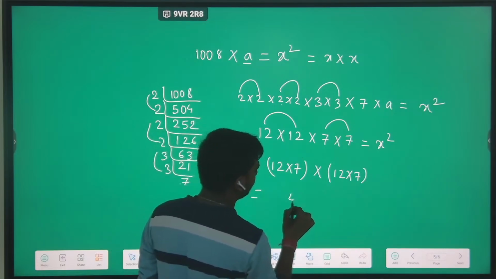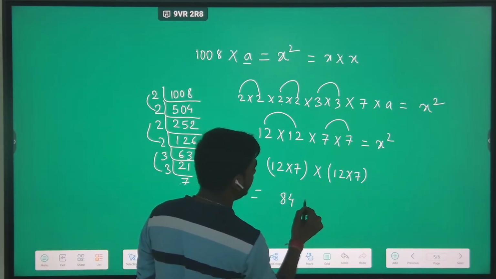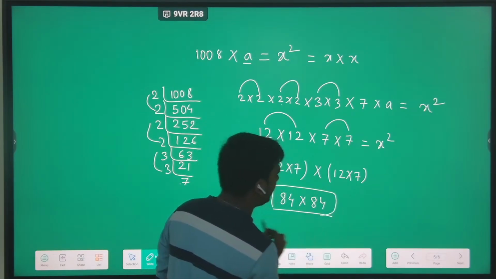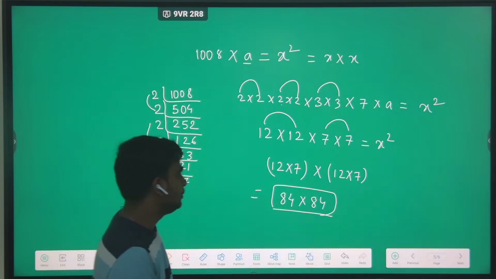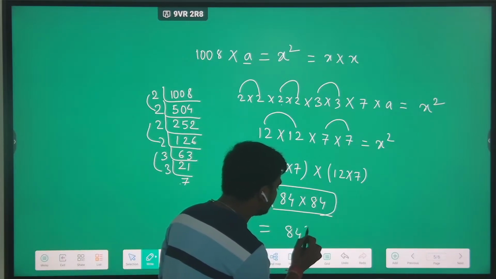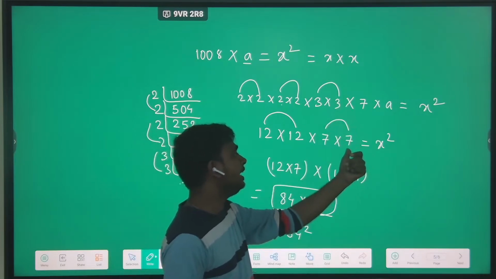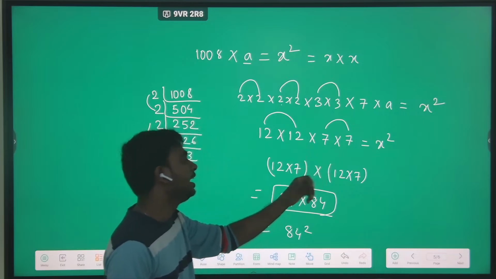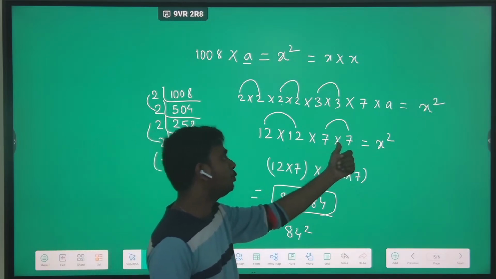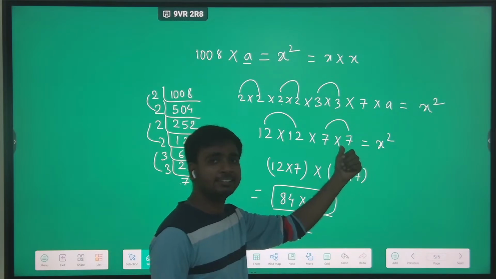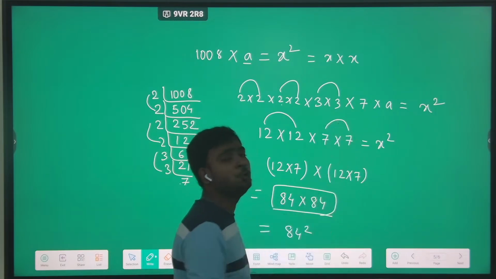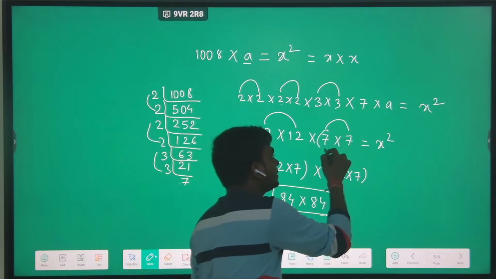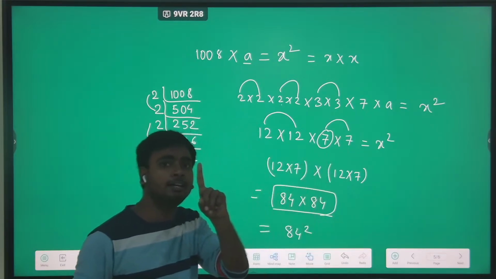It will be 7 2s are 14, 7 1s are 7, plus 1 is 84. So it can be expressed as the product of 84 into 84. It can be expressed as 84 square if we place the value of a as 7. So what I am trying to say is, we have to write a value of a such that it makes a duplicate of that number. So 7 was one number which was only in one in its place.